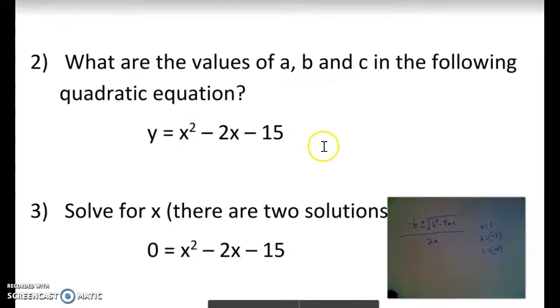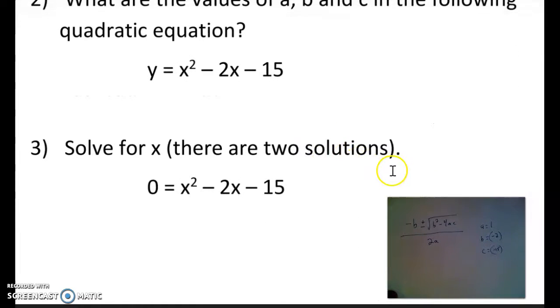So then, number 3 says, solve for x. So here's the same equation as number 2, except I made it equal to 0. So what I'm doing is I'm trying to figure out what values for x will make the entire right-hand side give me the answer of 0. And I said there are two solutions because this is quadratic. And when you graph quadratics, a lot of times your graph crosses the x-axis twice. Not always, but a lot of times it does.